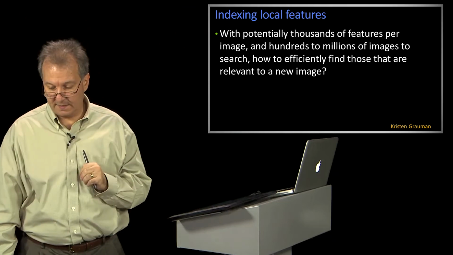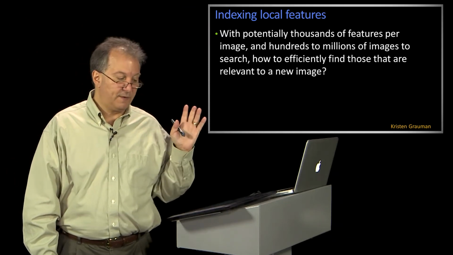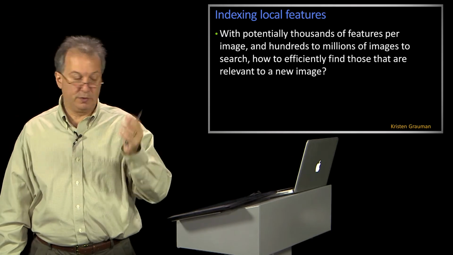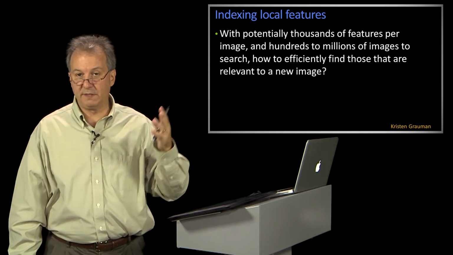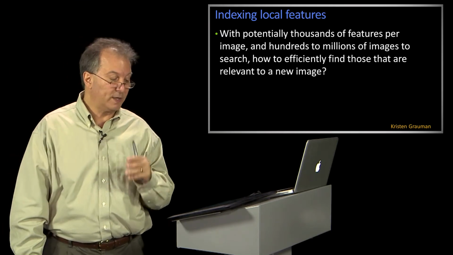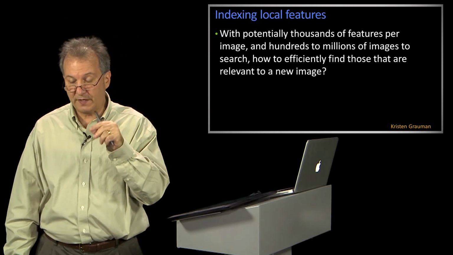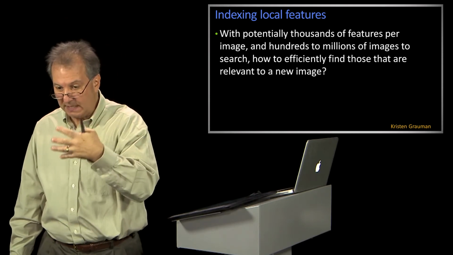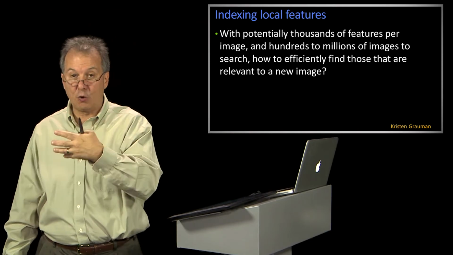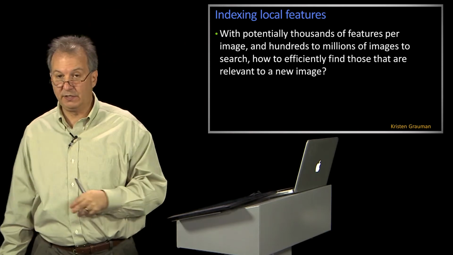So the question that we have to address is, if we've got these thousands of features per image, and maybe millions or hundreds of millions of images or patches, what's an efficient way to search to figure out which image had about the same sets of patches, or at least has a high overlap in the set of patches that I find in a new image?